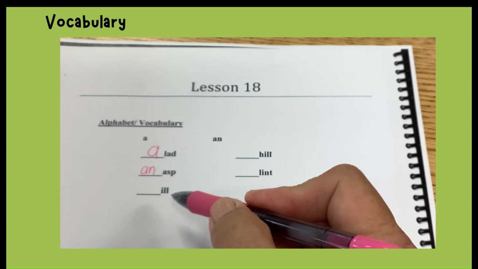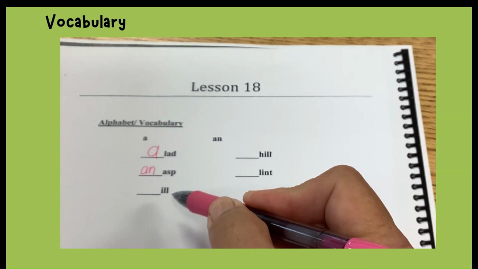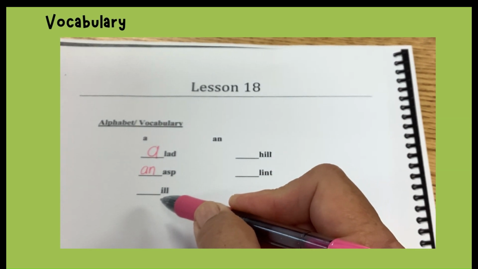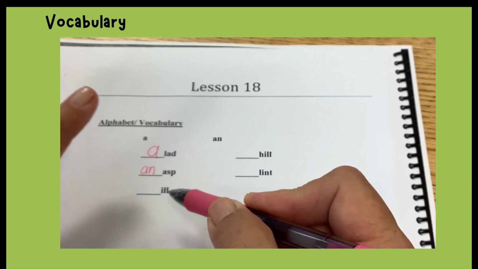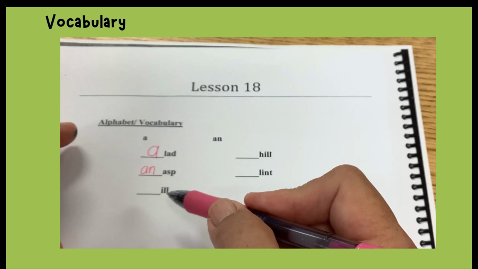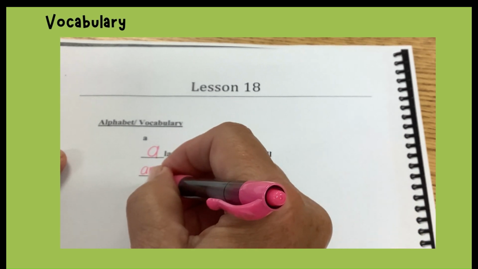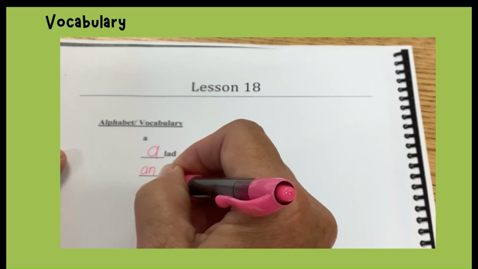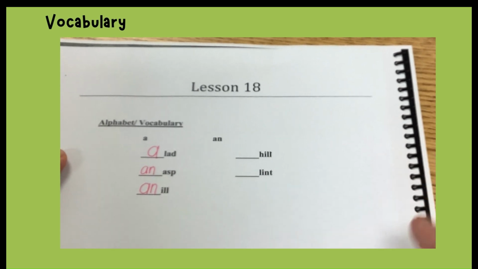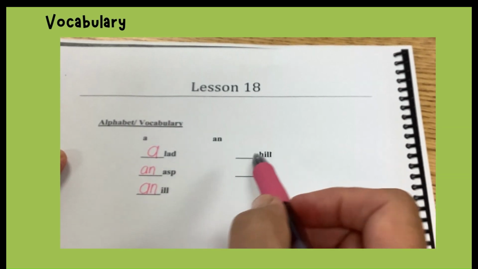Let's go to the next word. The next word is ill. I is the beginning sound. Is it a vowel sound or is it a consonant sound? Correct. It is a vowel sound. So we're going to use an. A, N. An ill.